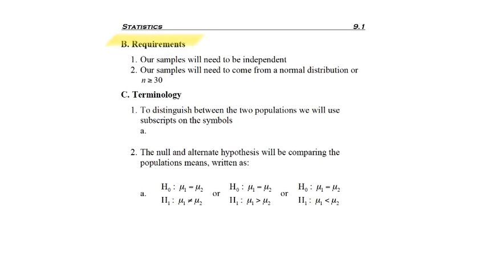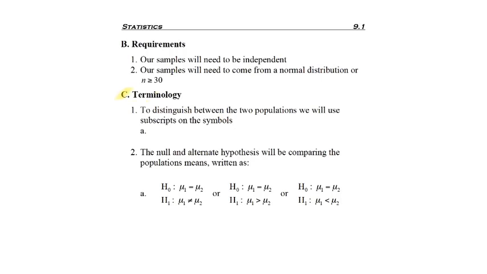In terms of the requirements for testing a hypothesis test about two means that are independent, obviously our samples are going to need to be independent, and also they both need to come from a normal distribution, or remember from the central limit theorem, if they don't come from a normal distribution, if the sample size is 30 or larger, then we can treat them as normal distributions.